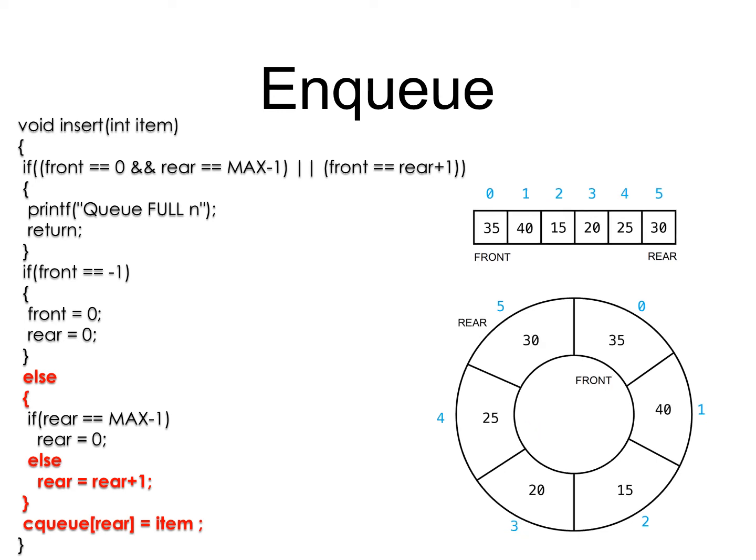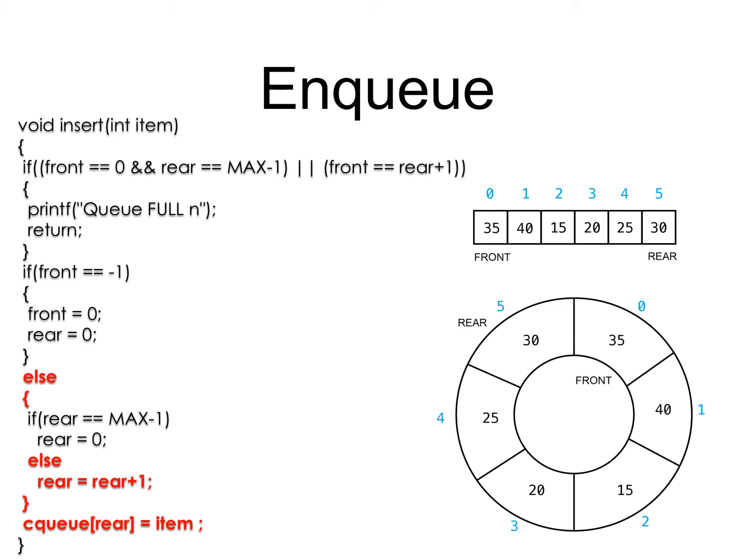So the total size is 6. I have inserted the last element as 30. Now you can see my queue is full. How do you say that? My rear is standing in max minus 1. Max is 6, so it is going to be 5, and front is in 0. From the queue itself we can see it is fully occupied. So this is the example.